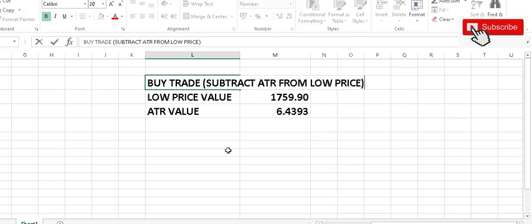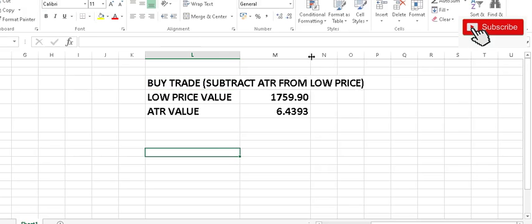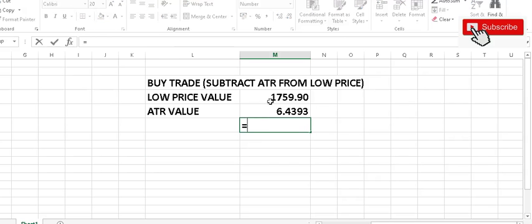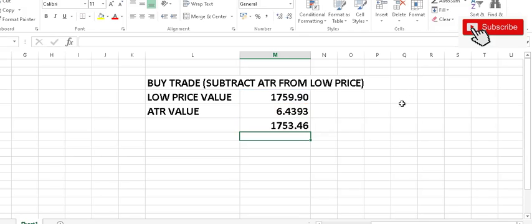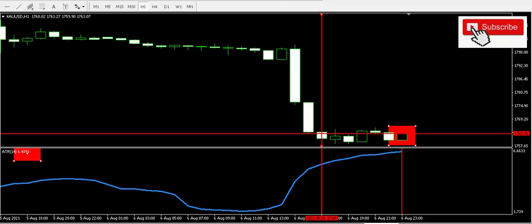If I'm going to subtract this, I'm going to have something like 1759.90 minus 6.4393. So this is where my stop loss will be: 1753.46. If I go to the charts, my stop loss will be this.